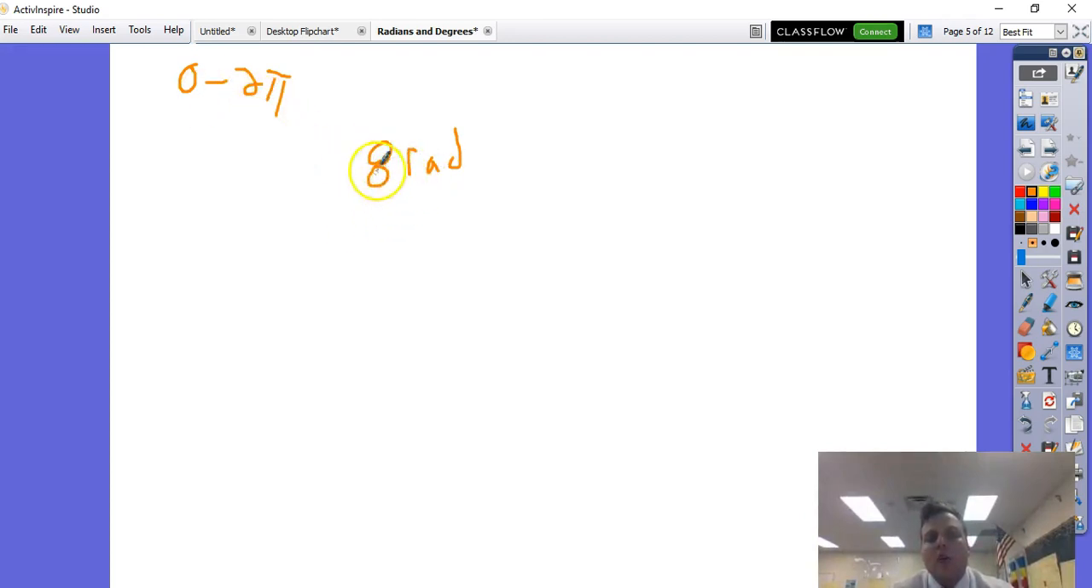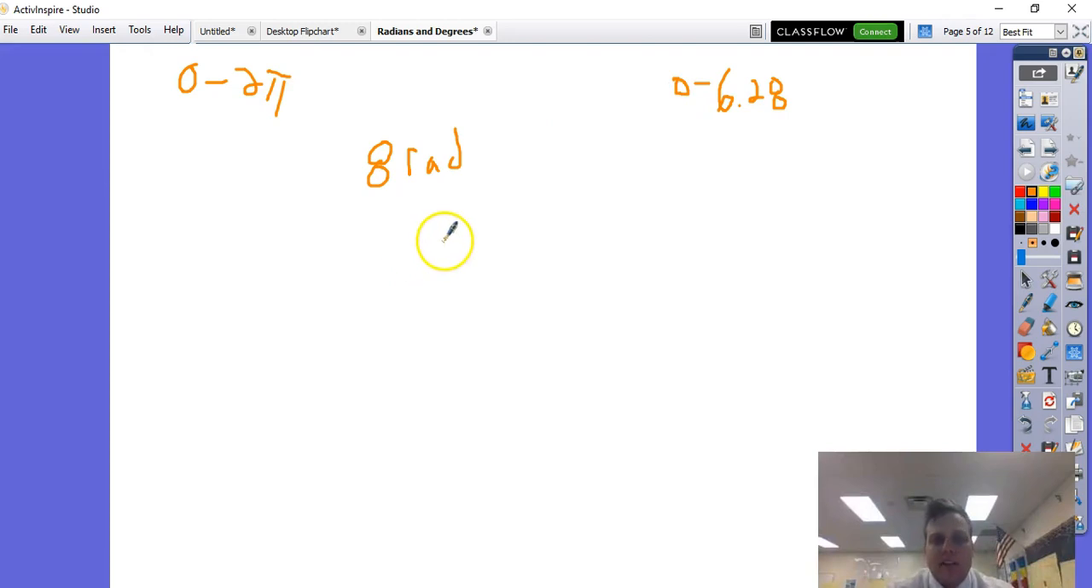So which way do you need to go to make 8 be within 0 to 2 pi? Here's something you might want to think about. What is 2 pi? Well, pi is 3.14, so 2 pi is 2 times 3.14, so something like 6.28. So we need a number to fall between 0 and 6.28. Does 8 fall between that? No.